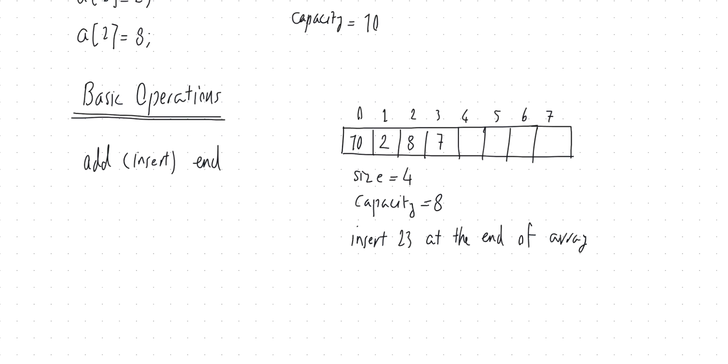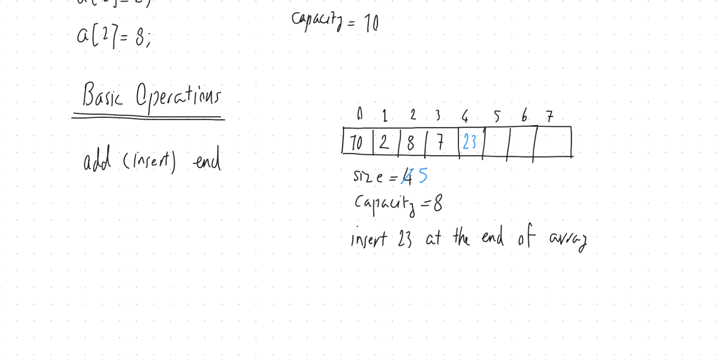So how do we do that, first of all? And secondly, how long does it take? Now, how do we do that is very easy. We look at the size. Size tells me how many elements I've stored in the array already, which is 4, which means that the new element will be the fifth element to be inserted in the array. And that is index 4, the fifth element, right? So I simply write 23 here. And then, of course, I update the size to remember that now I have 5 elements stored in here. So that's how you do it.